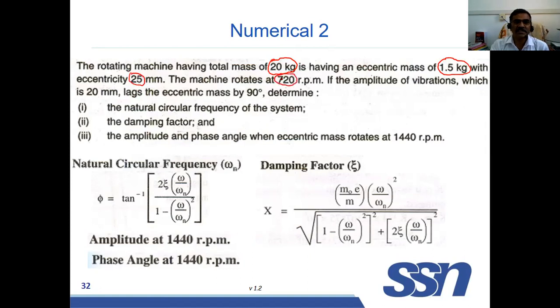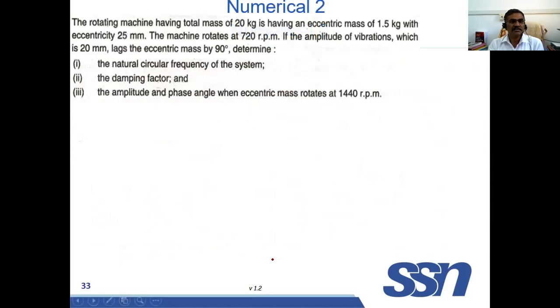It is rotating at 720 rpm, and the amplitude of vibration is 20 mm. X is equal to 20 mm. And the lag of the eccentric mass is 90 degrees, that is phi is equal to 90 degrees. So you have to find the natural frequency, damping factor, amplitude, and the phase angle when the rotation is 1440 rpm. So this is the given problem. Now let us see how to solve this.